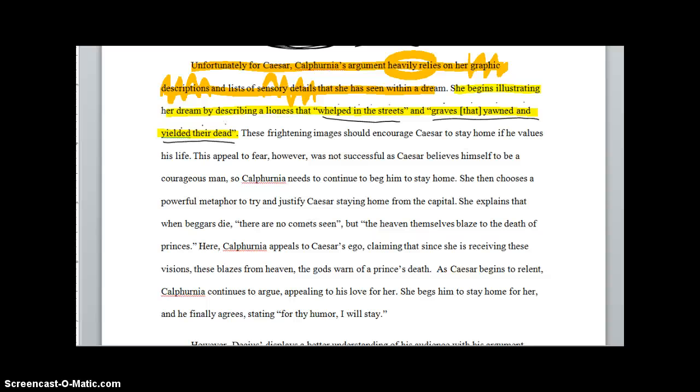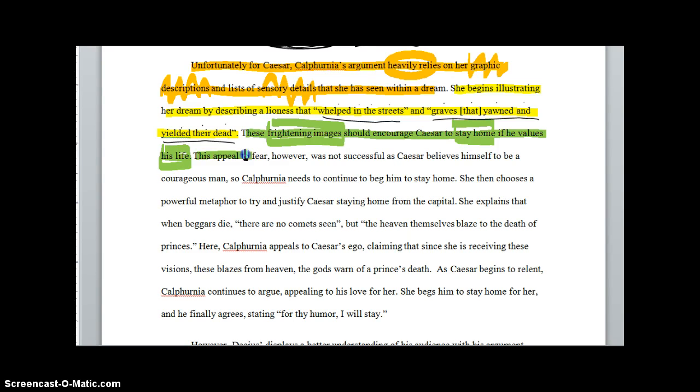Now, the next line there, that these frightening images should encourage Caesar to stay home if he values his life, right? So it's telling me why she's bringing this up. Because they are frightening images that would hopefully encourage him to stay home if he values his life. So the reason that she's bringing it up is because she's hoping that she'll scare the pants off of him.